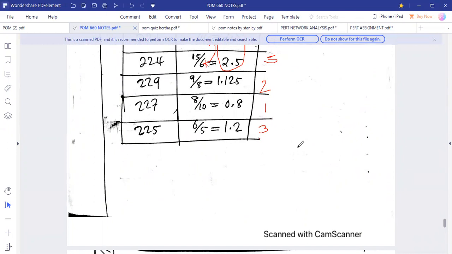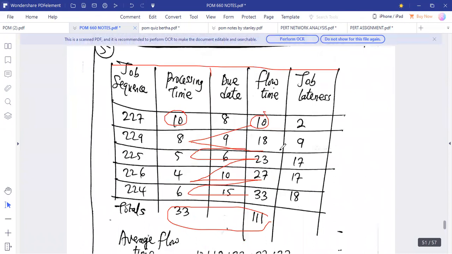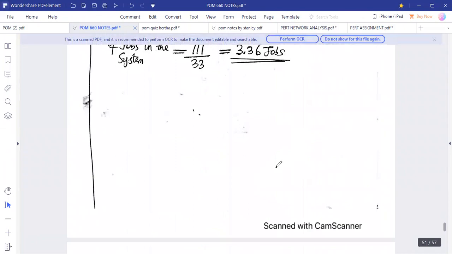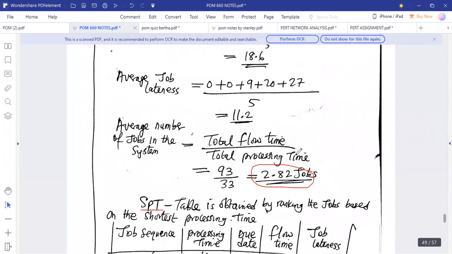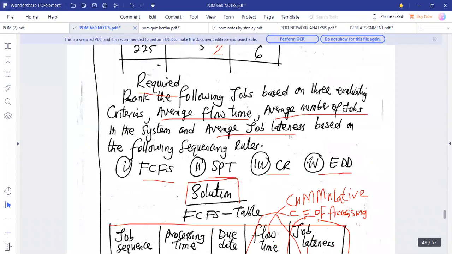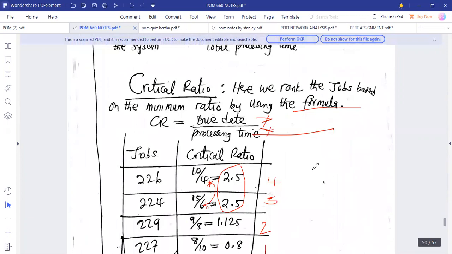We can move on now, getting down to the other parameters that we need for the last one, which is talking about the earliest due date. So the three tables, we have first come, first serve, then earliest due date, and the critical ratio. All right, so earliest due date, we are simply saying it is the total flow time.